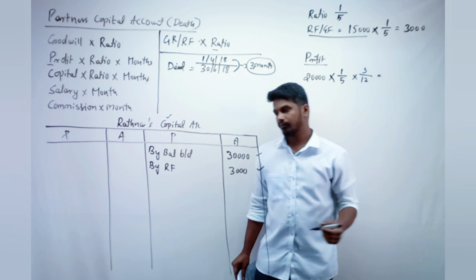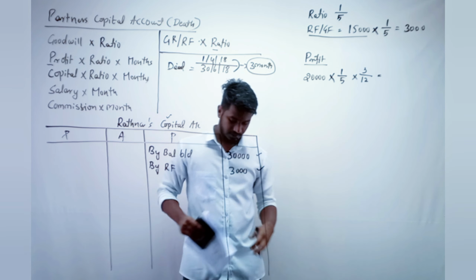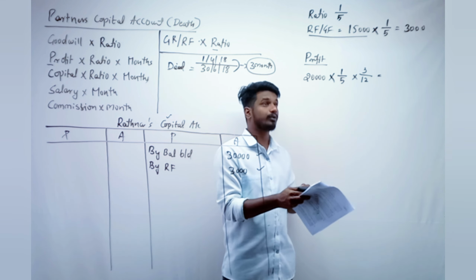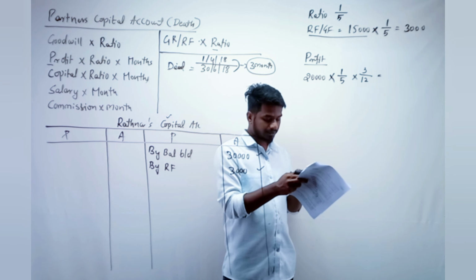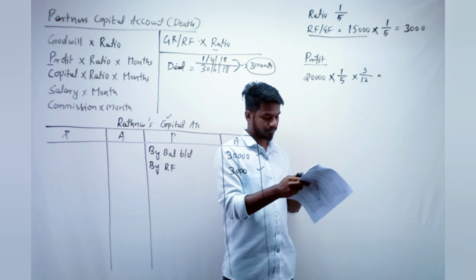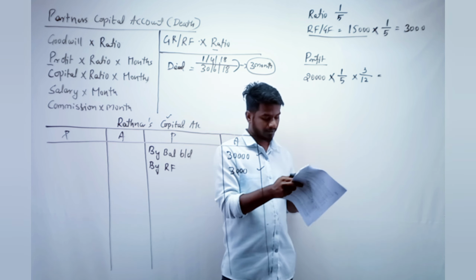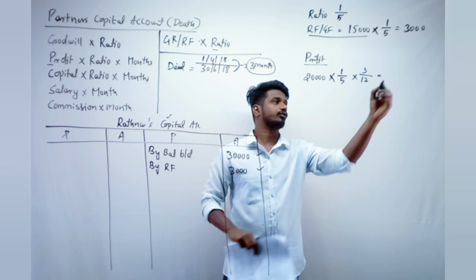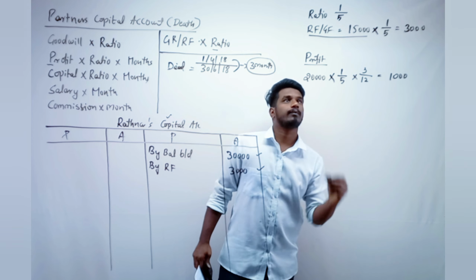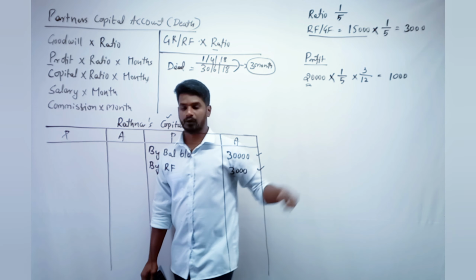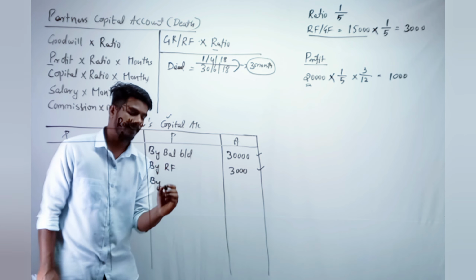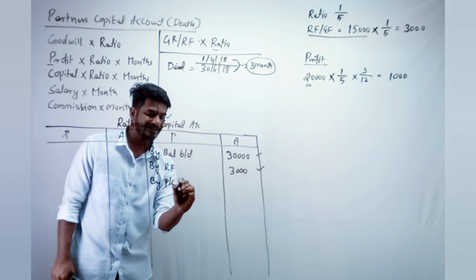So is that correct? 20,000 into 1/5, I have to calculate, it is 4,000 into 3 divided by 12, it is 1,000 rupees. So her profit will be 1,000. So how we will record? We will record by profit and loss suspense account.